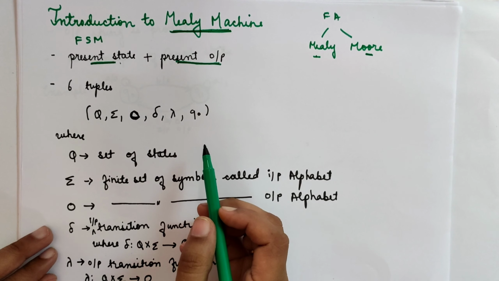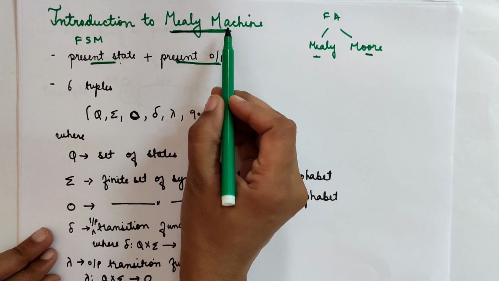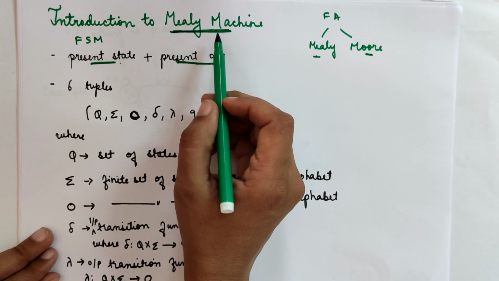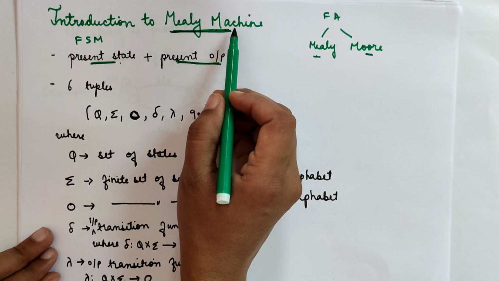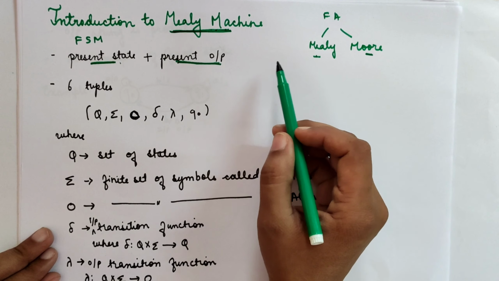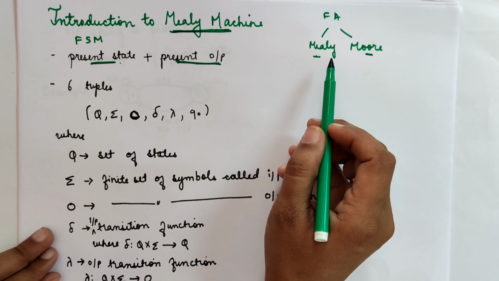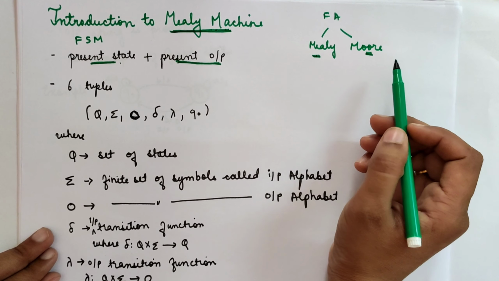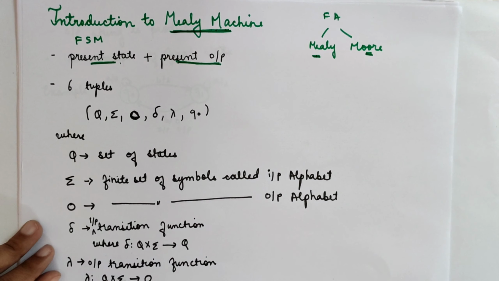Today we are going to see an introduction to a Mealy machine, and we'll also see the formal definition of a Mealy machine as well as an example of a Mealy machine. Finite automata have output corresponding to each transition, and there are two types of finite state machine. First is a Mealy machine and second is a Moore machine. So we'll see what a Mealy machine is.